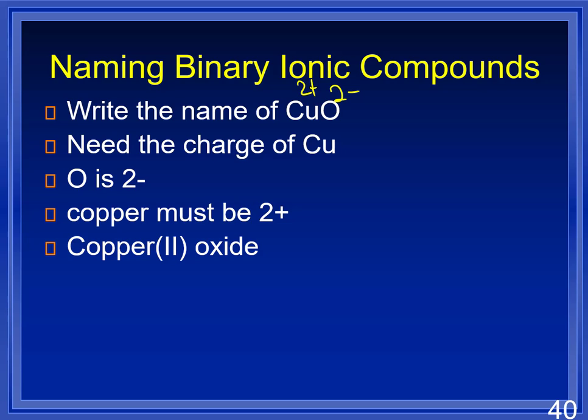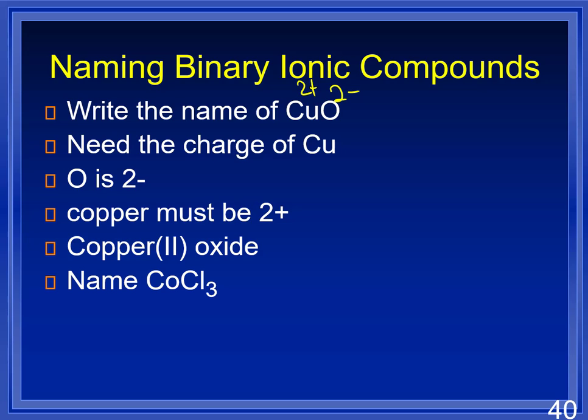Charges have to add up to 0. Okay? That one's really easy because neither one of them had a subscript. What do you do when they have subscripts? Like CoCl3. Co is cobalt. So my first word is going to be cobalt, and cobalt needs a Roman numeral. Think of the A things, parentheses around here to remind you. Those things all need Roman numerals. Okay.